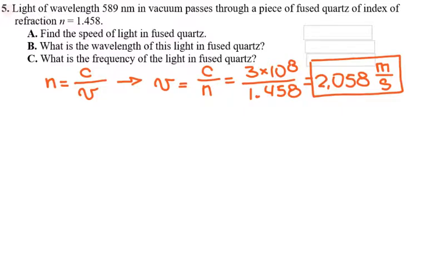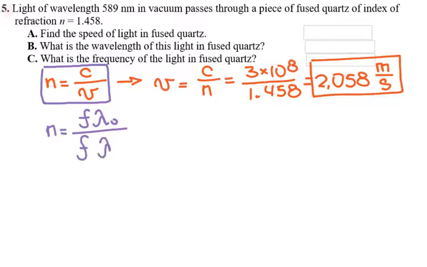What is the wavelength of this light in the fused quartz? I'm going to use the same equation, but with a little trick that I know about the frequency. So n is equal to the speed of light, that is the frequency times the wavelength in vacuum, which I'm going to write with subscript zero, over the frequency times the wavelength in the medium, which I'll call subscript 1. And the frequency can be cancelled.